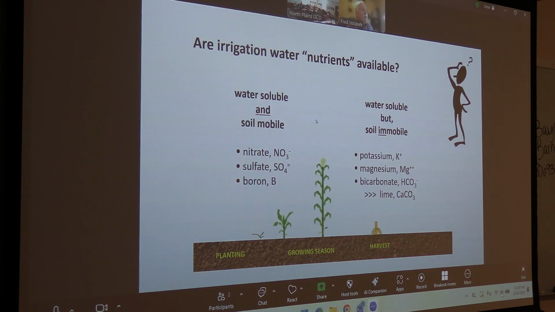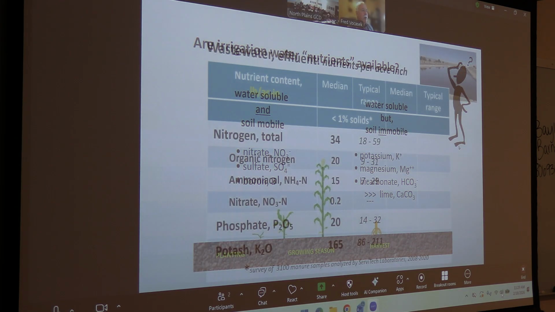So when we look at water soluble and insoluble nutrients, the nitrate, sulfate, and boron are things that can be useful in the current irrigation season. Now, we have some that are water soluble, but they're immobile in the soil, so we don't necessarily get the benefit of the nutrients this year, but they have been applied to the soil, and so theoretically they might start showing up next year. So take a look at an irrigation water analysis, because it can be money in the bank.